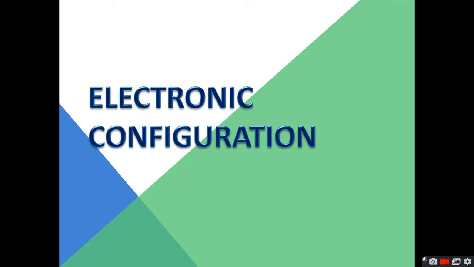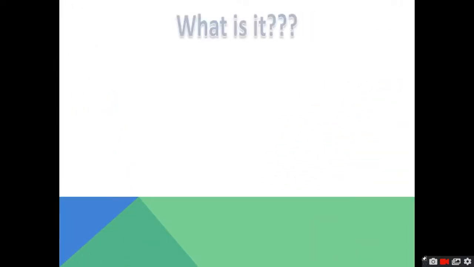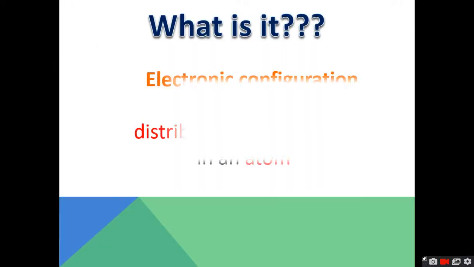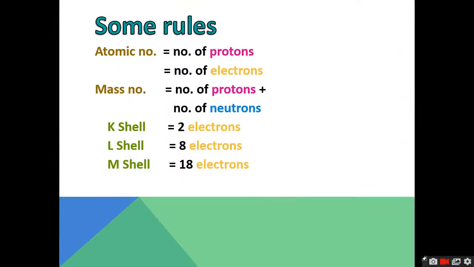Today I am going to tell you about the electronic configuration of an atom. So let's begin. What is it? Electronic configuration is a distribution of electrons in an atom. This means that each electron is going to their own home, the shells. Got it? Good. Before starting, the atoms have some rules for you.